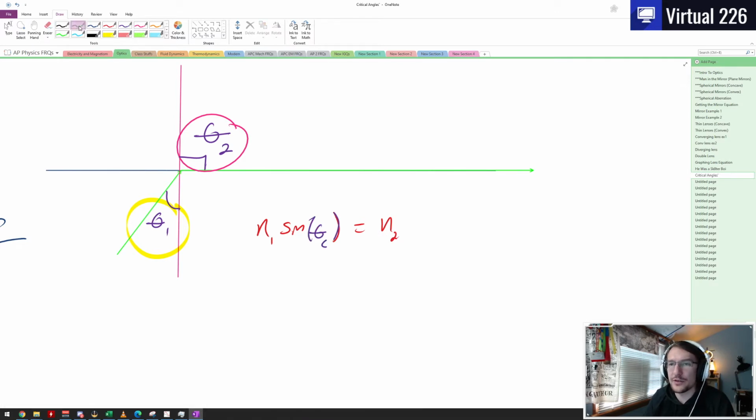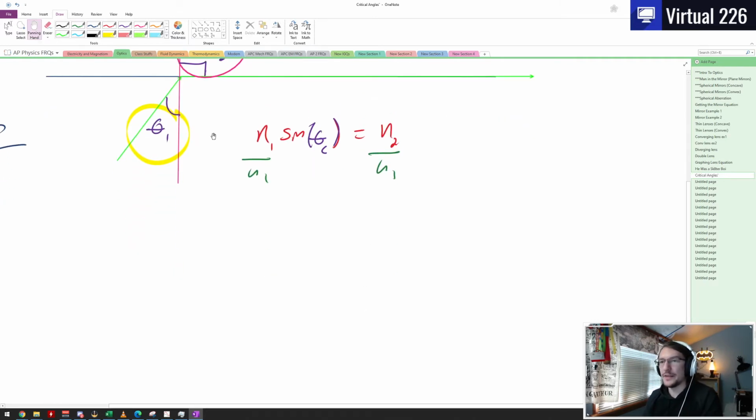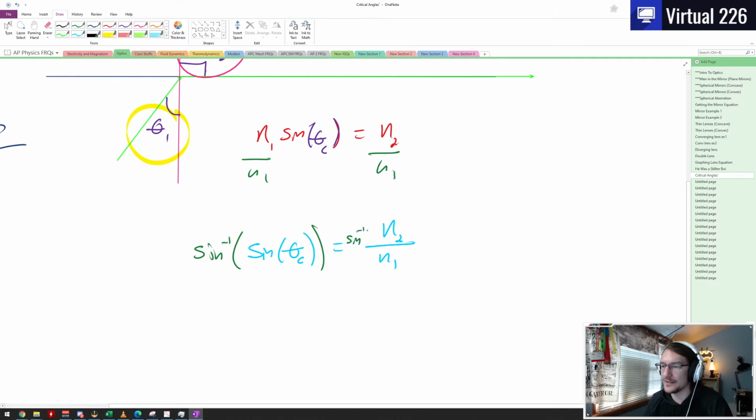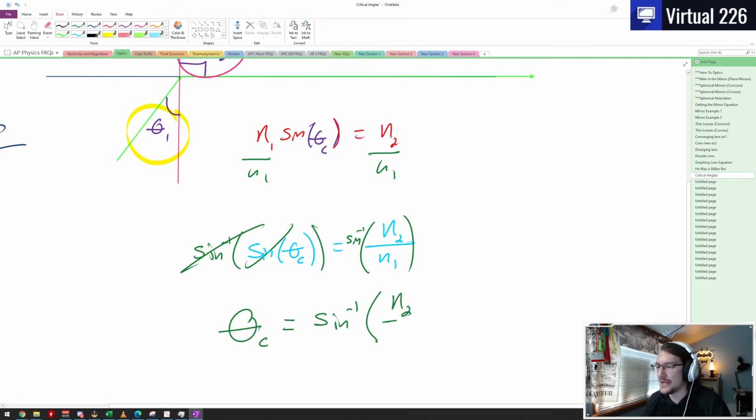If we want to solve for this, we need to divide each side by n1. Then what we'd have is the sine of the critical angle, theta c, equals n2 over n1. And then, if we want to find the angle itself, we need to take the inverse sine of both sides. Remember, when you take the inverse function of a function, they eliminate each other. So we find that the critical angle is just equal to the inverse sine, or the arc sine, if you like writing that, of n2 over n1.